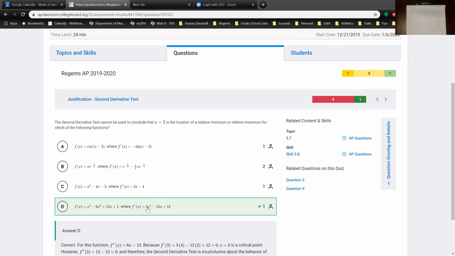And this one, we take the second derivative, and I end up with 6x minus 12. You evaluate that at 2. The second derivative is equal to 0. Therefore, the second derivative test is inconclusive. And we choose B without ever having even to look at part B.